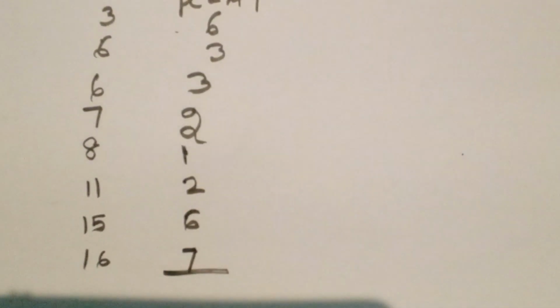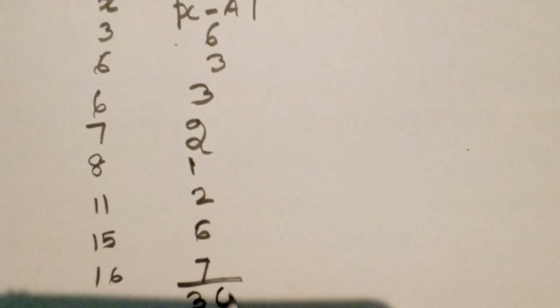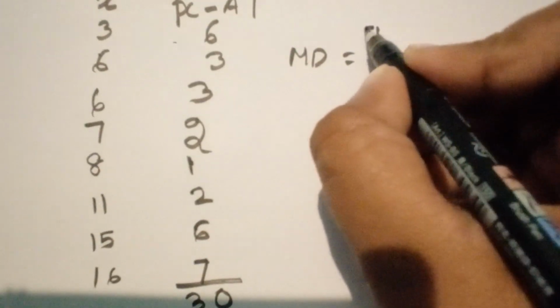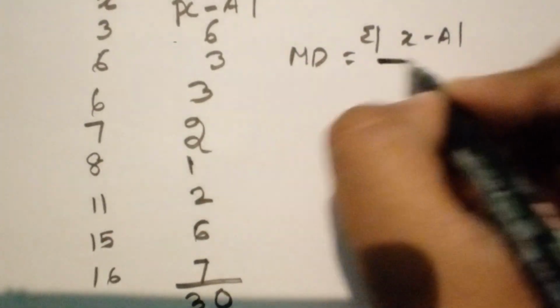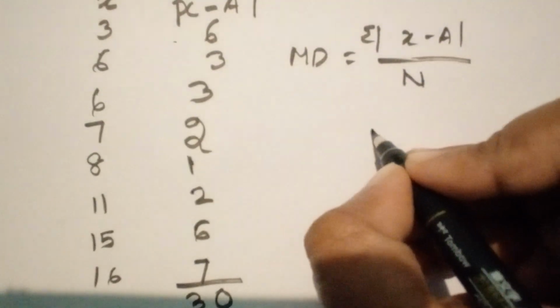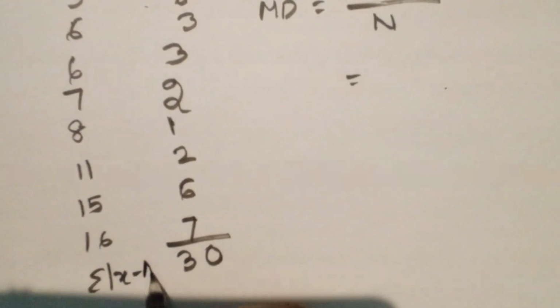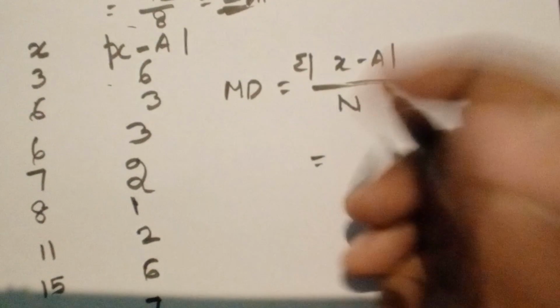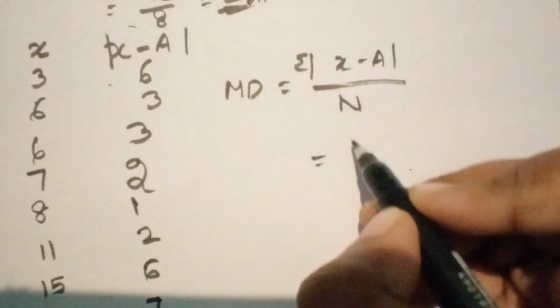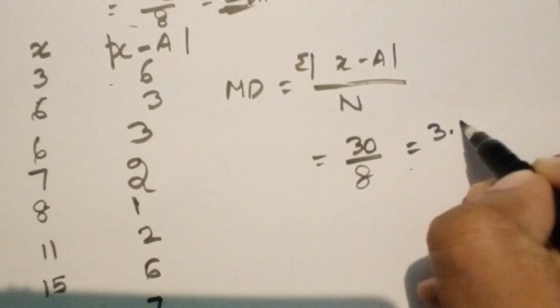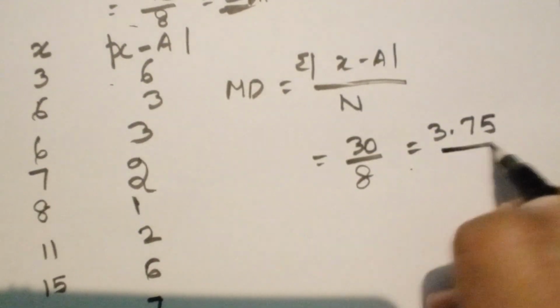Okay. Now these are the absolute values and we have to find the total of these absolute values. If we add all this, we are getting the answer as 30. So the mean deviation formula is summation of absolute value of x minus a divided by n. Here we know that the summation of absolute value of x minus a is 30. So we are just substituting the value here: 30 divided by n, here 8. So we are getting the answer of mean deviation as 3.75.